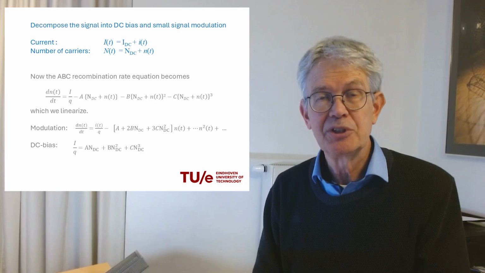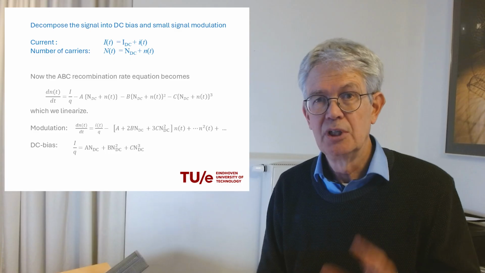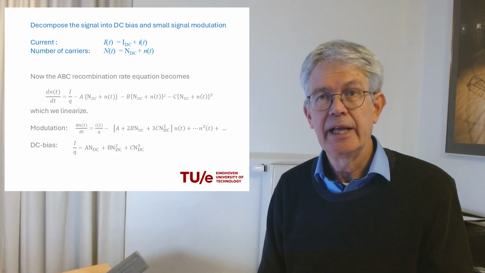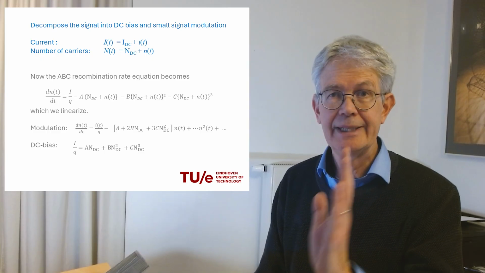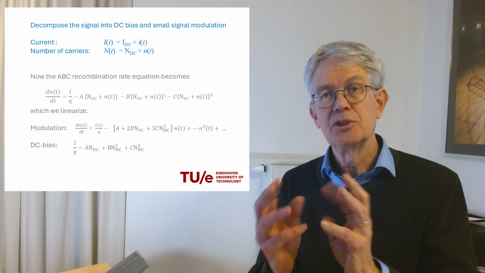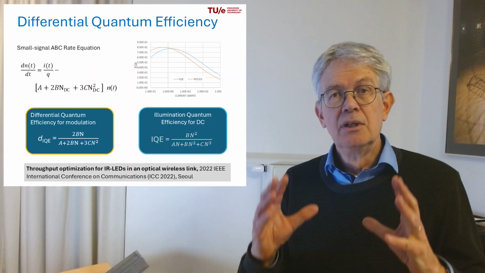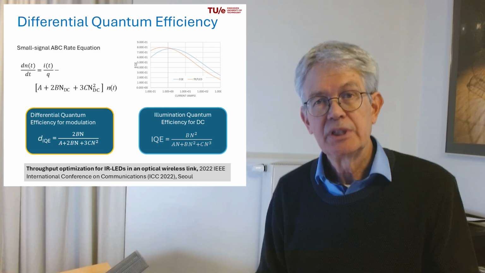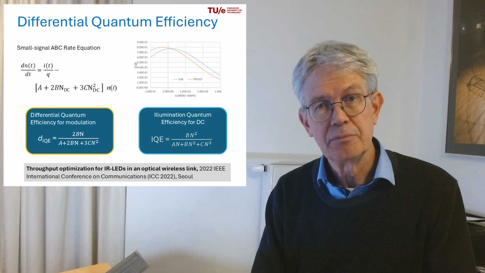Similarly, of course, I can do the same with the carrier concentrations, with the number of holes and electrons. N, capital N, consists of a DC part in Roman, N DC, plus the small signal, small n as a function of time. So these combined signals we can put into the expressions for the recombination rate.